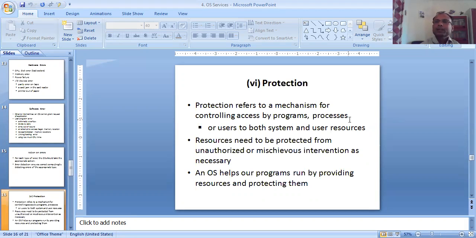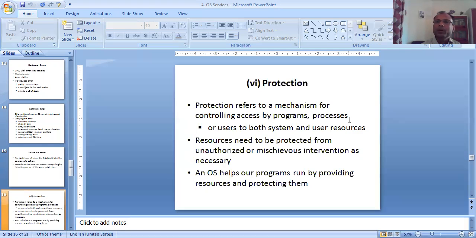Next, it will be protection. Protection in the sense of protecting the hardware as well as the software from different circumstances and criteria. Protection refers to a mechanism for controlling the access by programs and processes. Process, later we will see, is the state of a running program. So a program or process or user, from both system resources and user resources.